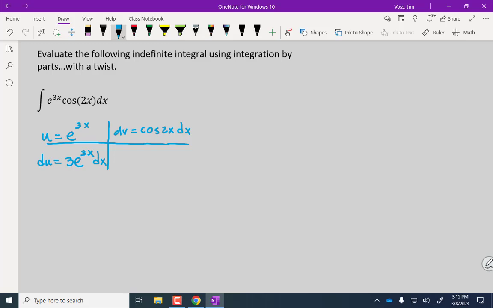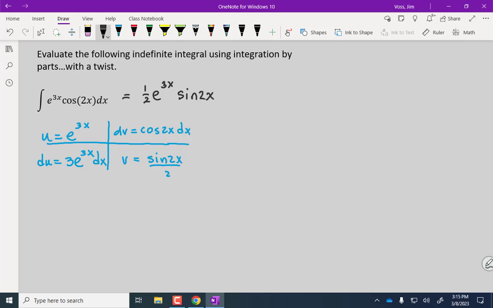Now over here, we're integrating. We integrate dv to get v. We integrate cosine to get sine. And then we also divide by 2 for reverse chain rule, RCR. Reverse chain rule. And now we're ready for the ultraviolet voodoo, not just voodoo. So this will be 1/2 e to the 3x times sine of 2x.